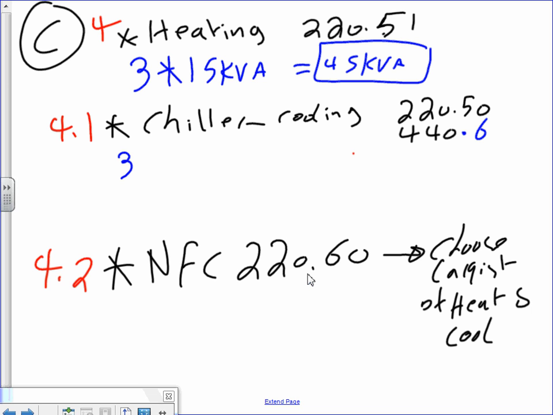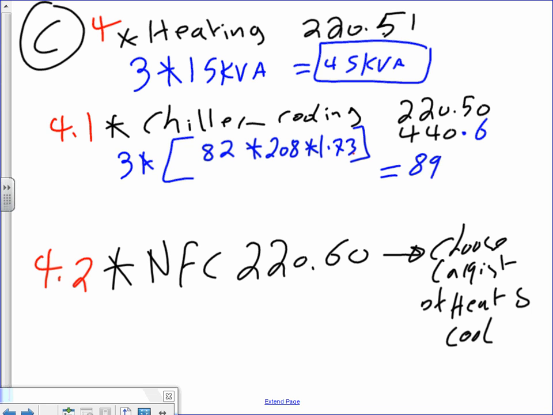Okay. So we have three of them, guys, and each one of them we need to calculate, right? So we have to multiply each one of them, which is 82 amps times 208 volts times 1.73. So that's 1.73 for three phase. How do you find the volt amp for three phase? Remember, you guys remember that? For single phase, amp times voltage. For three phase, amp times voltage times 1.73, because there are three voltages. Everybody understand where the 1.73 comes from for three phase? And gentlemen, this will get you 89 kVA.